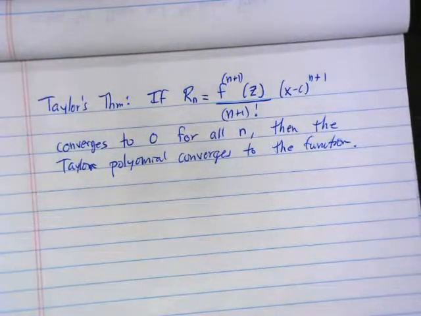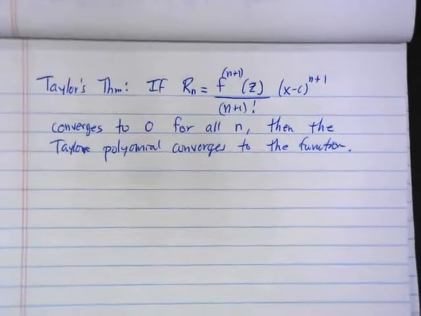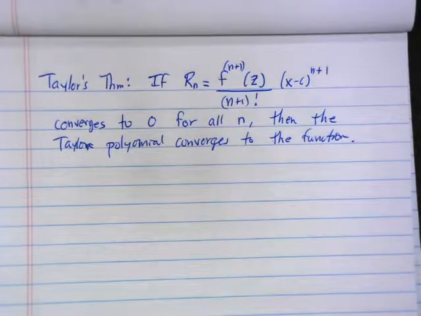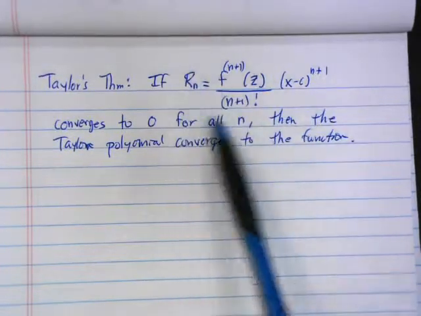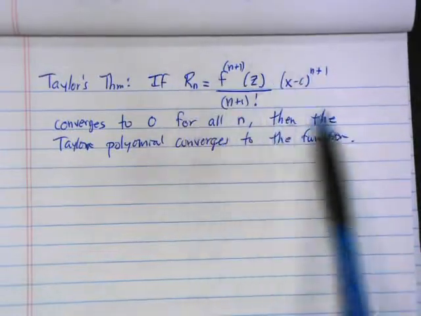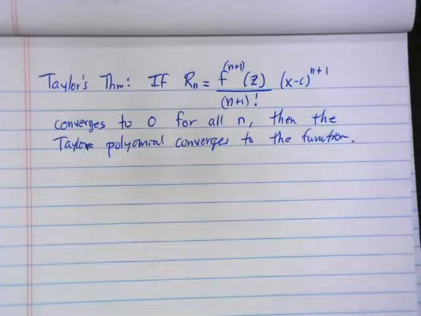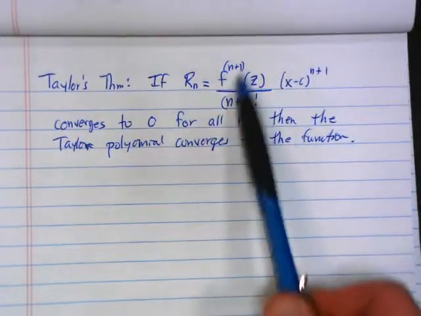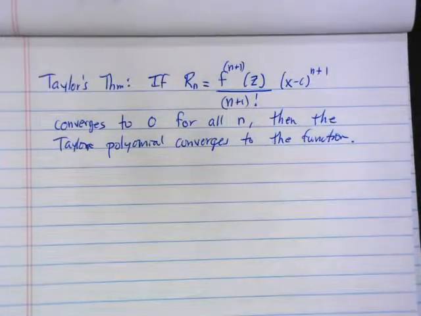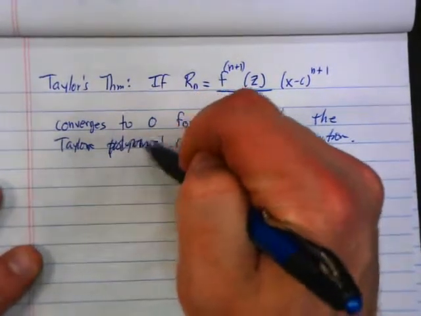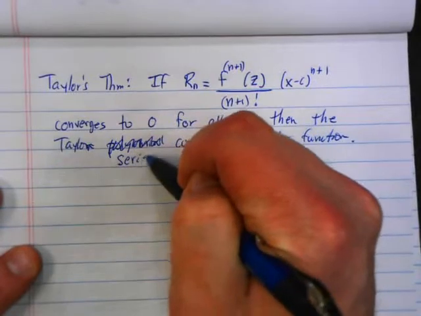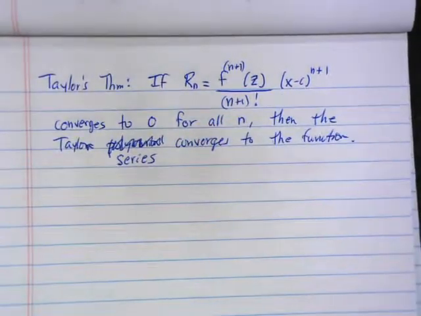As long as the remainder is getting smaller and smaller, getting closer and closer to 0, you're guaranteed that your series will converge. That's all that's saying. This is the remainder of the Taylor polynomial. So as long as the remainder of your polynomials gets smaller and smaller when you keep adding terms, you're guaranteed that your Taylor series converges to the function.